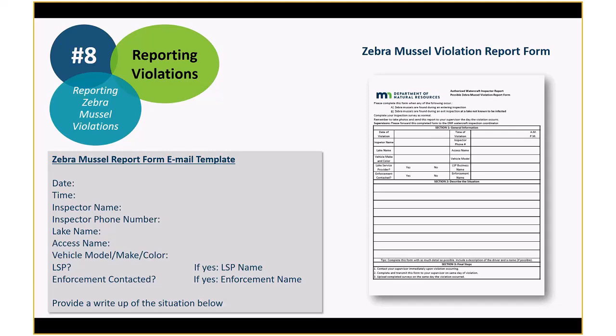Some of the other information you may want to include in the rest of your write-up are a description of the watercraft user and how they reacted to the violation that you showed them, if there were any other violations present at the time, like a drain plug, water, or plants, if there were any additional zebra mussels that were attached besides the ones in the picture, and approximately how many zebra mussels were attached to the watercraft.